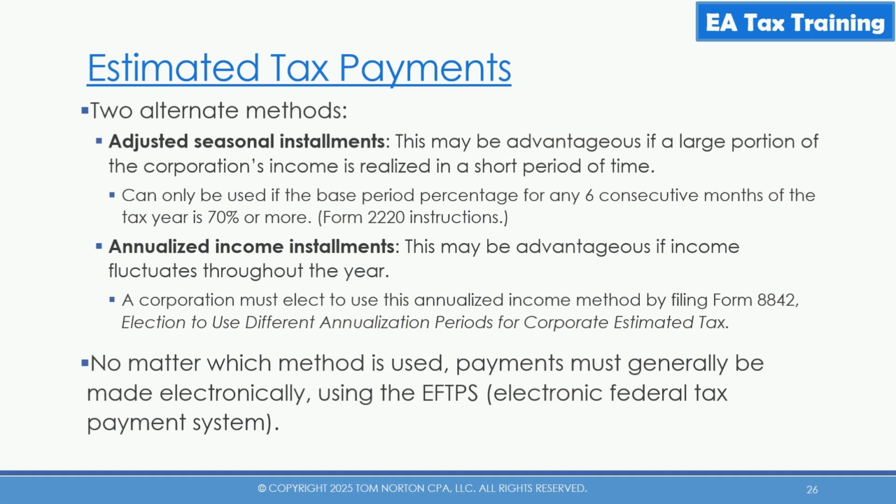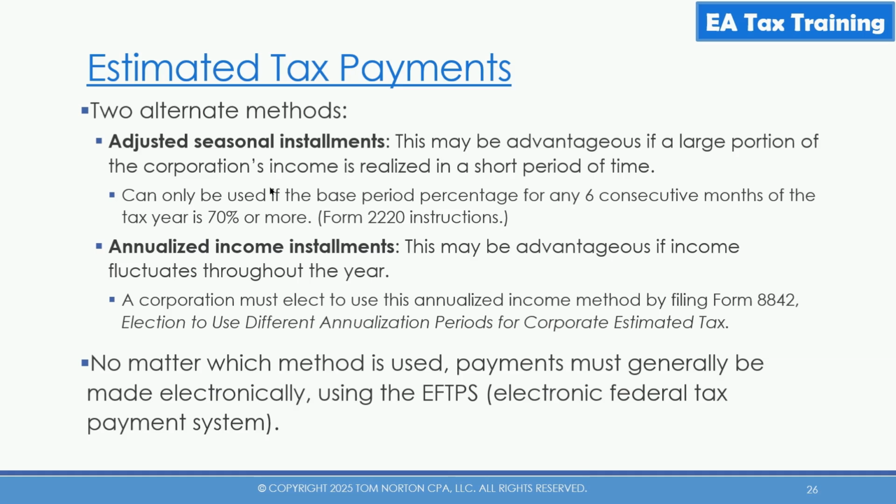So maybe you've got a ski resort or something, and they get the bulk of their income in January through April. And then the rest of the year, they don't have very much income. They can use this adjusted seasonal installments method. And then you can see there's this rule about how you can decide whether or not you can use that method. You can look at that if you want to. Again, wouldn't worry too much about it. Just know that this method exists and it allows that corporation to time their estimated payments according to the seasonality of the business.